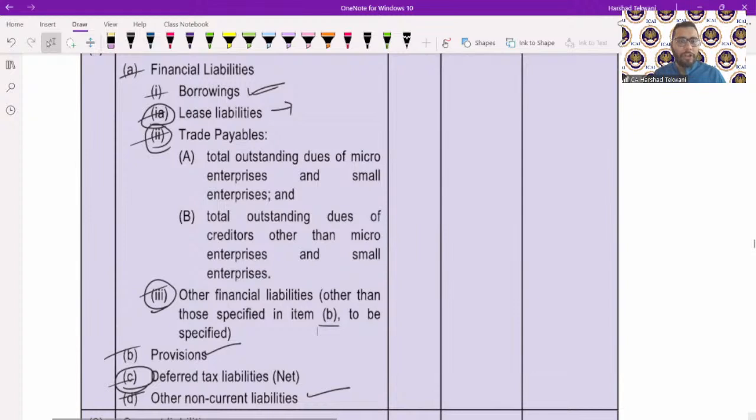Remember, at the start also we saw that when there is an additional disclosure requirement given in the Ind AS, we need to follow that disclosure requirement. So that is in the case of lease liability, you can say. I hope I'm clear.